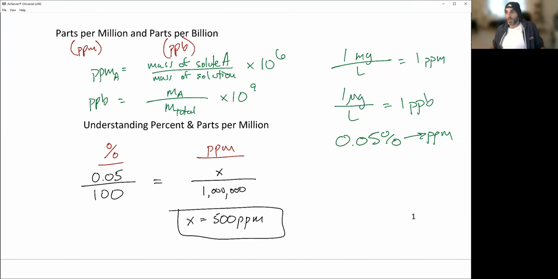So that's how we solve that. That's the idea. If you have a mass percent or some kind of value of concentration, it's equal to X parts out of 1 million. That's kind of how we do that conversion. That's the concept of parts per million.